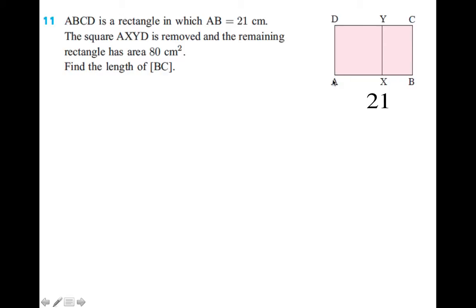Okay, let's try to figure that out. And it says the length of BC is what we need. Okay, BC. So BC we don't know. I'm going to call it x. That's what we want to find out. We know this is 21. We know if this is x, then this AD must be x. Okay, they're both the same.